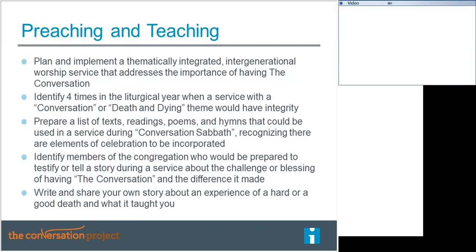With a team or on your own, you might work on identifying times in the liturgical year when a service with a conversation or death and dying or planning ahead theme would have integrity. I'd be interested from your perspective, what are some of the times of year that would work for you? If you have a chance or have a thought, please type into the chat.